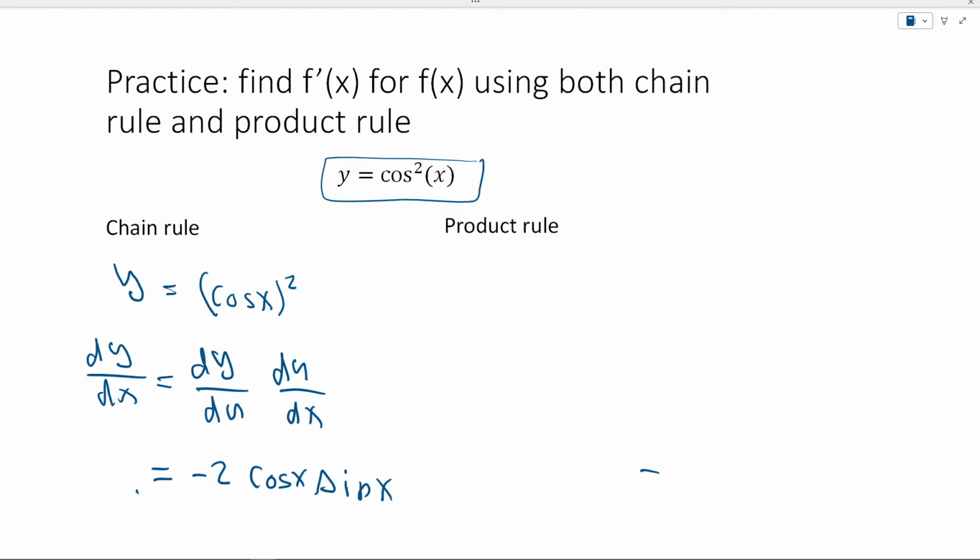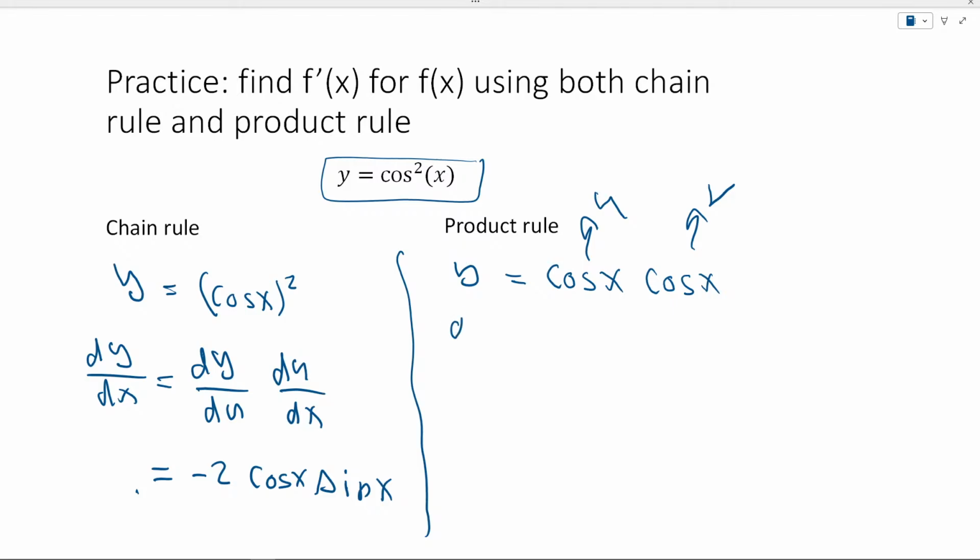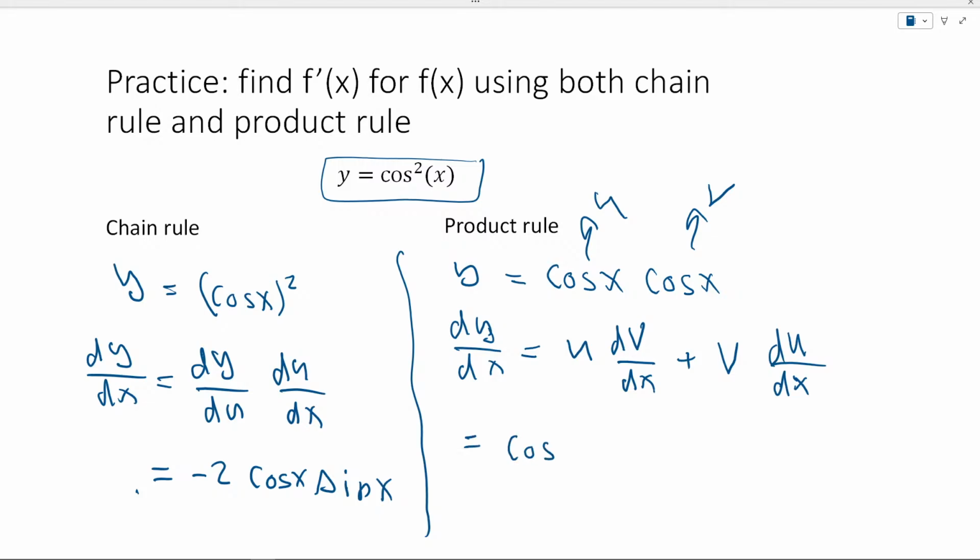Now let's do it with the product rule. If you remember, I will say y is equal to cosine x times cosine x. So that would be my u, and that would be my v. So dy with respect to dx, if you remember, is u dv over dx plus v du over dx.